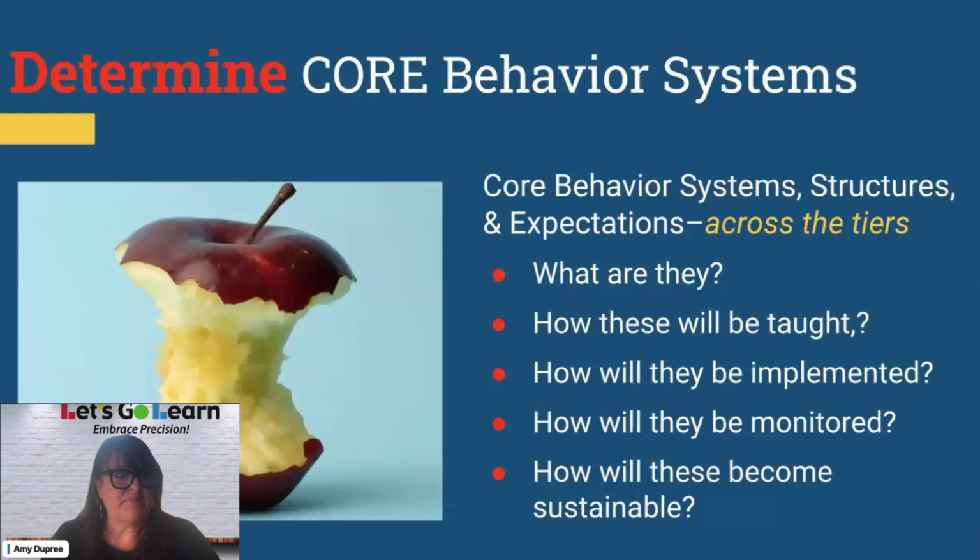So you're looking for expectations of systems and structures across all tiers, not just core, but tier 2 and tier 3. And it's not an exhaustive list, but maybe you want to consider your behavior expectations in your MTSS framework. So maybe you want to think about what those elements are and who's going to teach it, or what are your systems for discipline? How are we going to track major behaviors, minor behaviors, and positive behavior acknowledgement? What are those systems going to look like? How are we going to collect that data? And who's going to be responsible for tracking that?